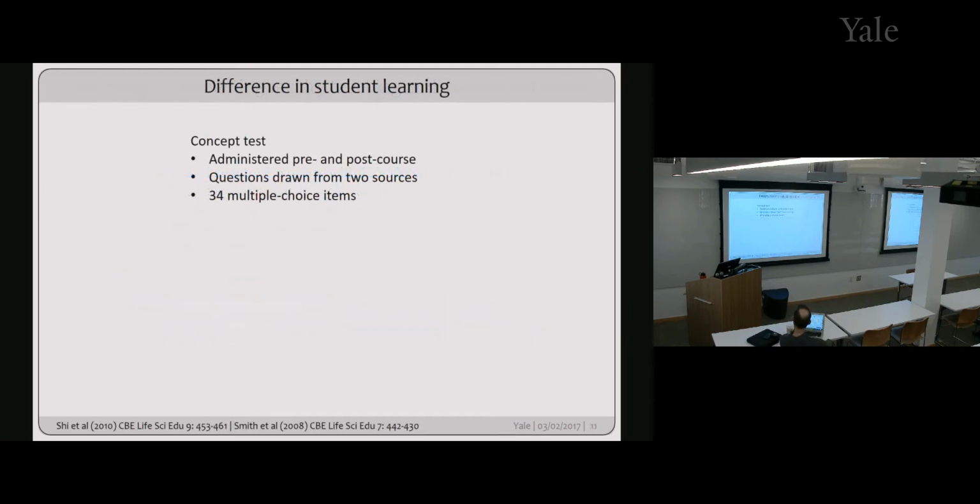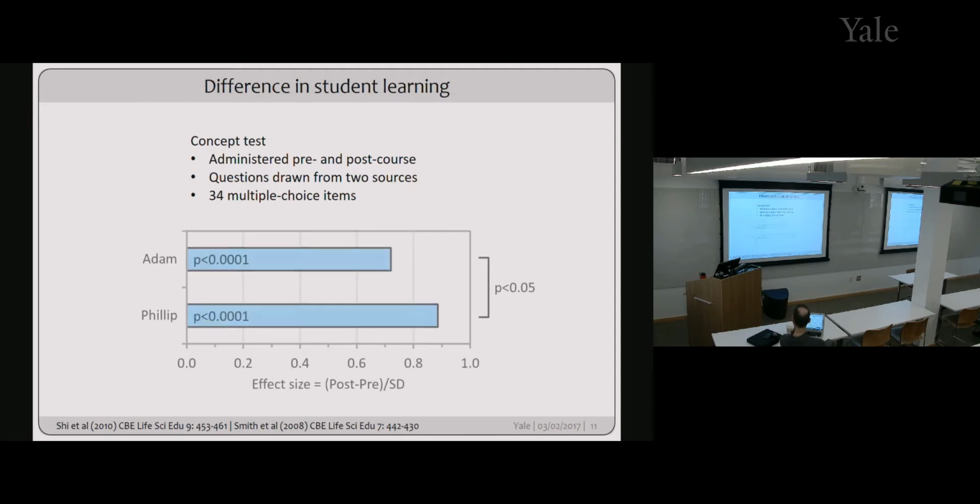So what we did was we administered a concept test at the beginning and at the end of the course to see how much students were learning. And what we found is that when students take courses, they learn things. This is a good thing, right? But what's interesting is that students in Philip's section learned more than students in Adam's section of the same course. There's about a 0.2 standard deviation difference in the effect size.